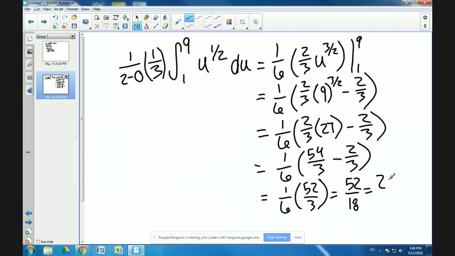That is 26 over 9. Okay, so there was a little more complex example. It showed you that you can use substitution to also find the average value of a function.